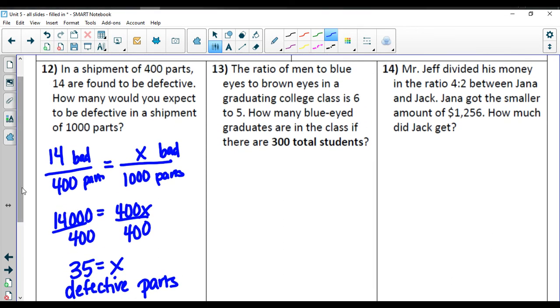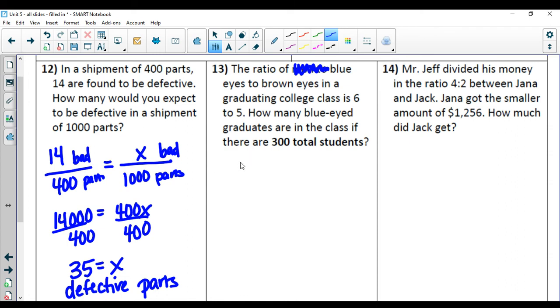Number 13, the ratio of, we got a typo here. Let's see, blue eyes to, let's cross off the men too. Blue eyes to brown eyes in a graduating class of 6 to 5. So blue to brown is 6 to 5. How many blue-eyed graduates are in the class if there are 300 total students?